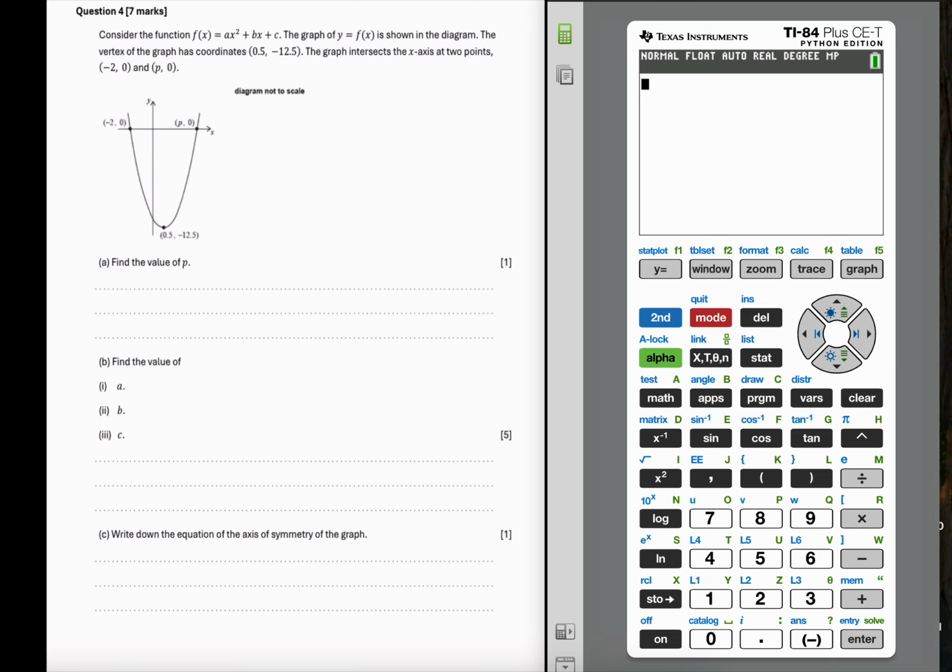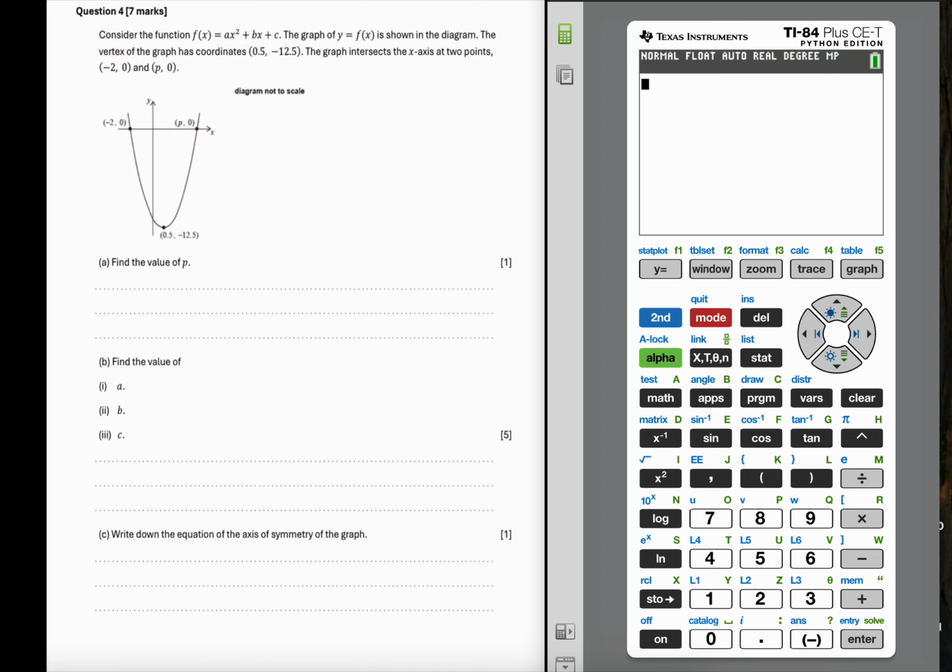This is a quadratic. We're told that it's a quadratic right at the start, where they give us the equation of the function. And we're told where the vertex is. So this is the lowest point. The word vertex just means minimum point. We're also told that it intersects the x-axis at these two different points, so (2, 0) and (p, 0). And the first thing we need to do is to find the value of p.